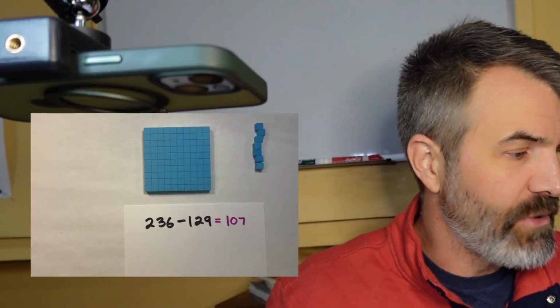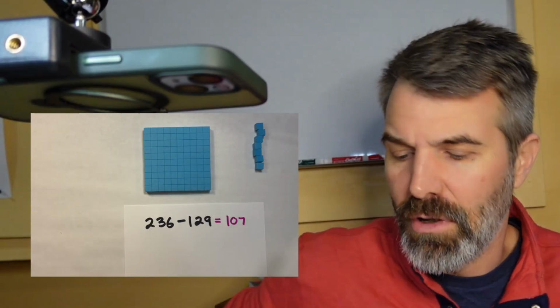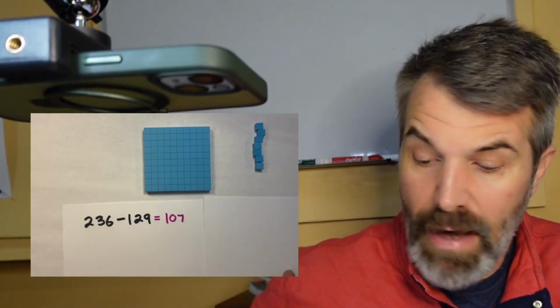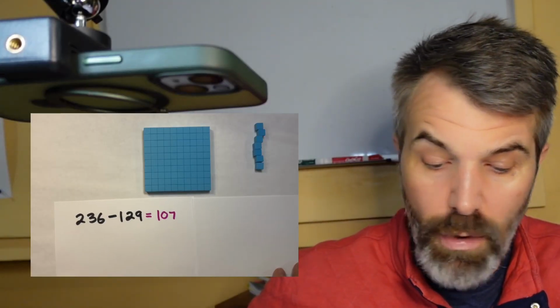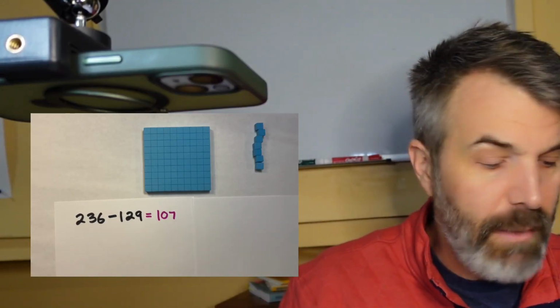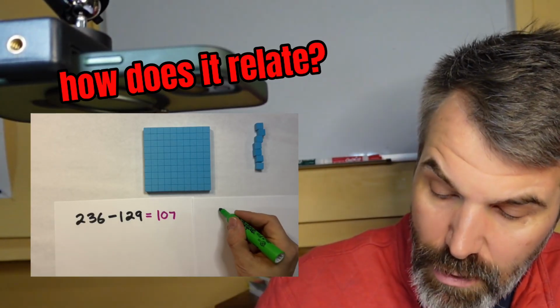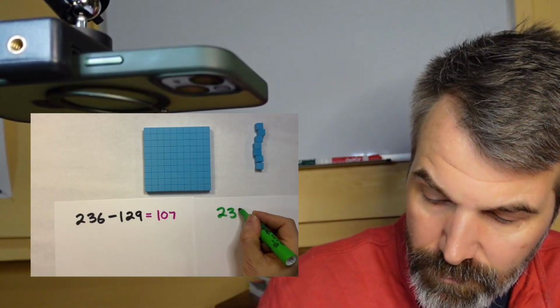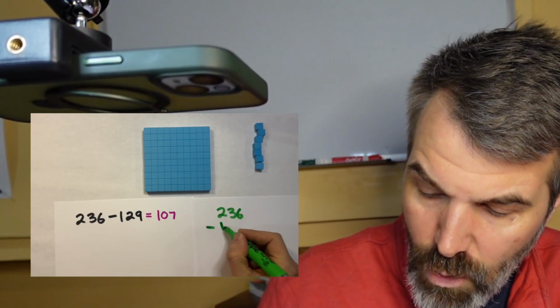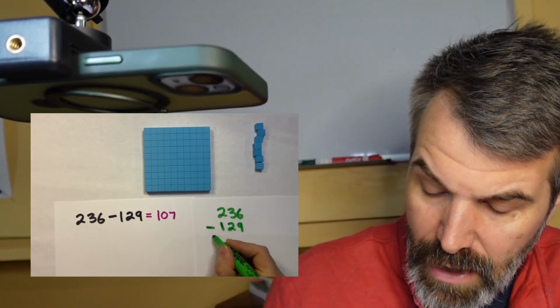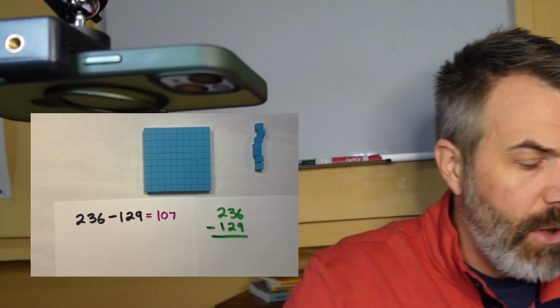So now I want to think about, a lot of us learned an algorithm in school, and that algorithm is still true. That algorithm still works, and that's totally great. But I want to think about, how does that algorithm relate to what we're doing here? So here's my 236. And we subtract 129.